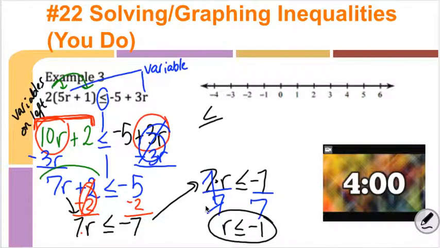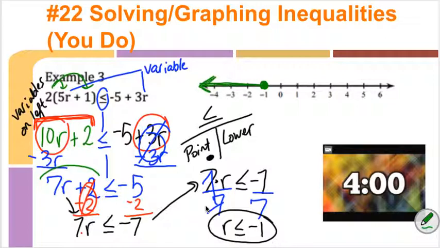So I look at this symbol. Is it a point or a hole? I check my table. It is a point. Do I shade higher or lower? This is a less than symbol, so I'm going to shade lower. So I'm going to start at negative 1. I'm going to make a point. I'm going to shade lower, so I'm going to shade everything to the left. Okay, and that's our lesson for today.